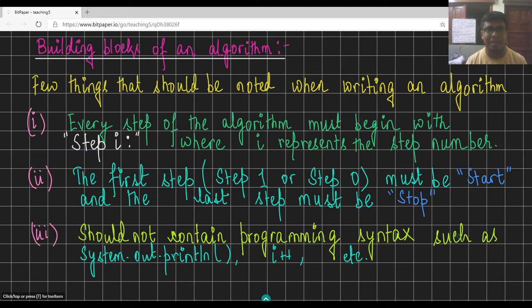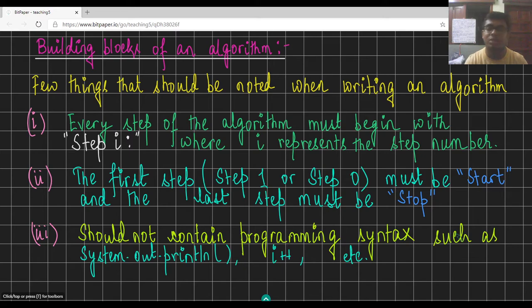Moving on to the next one. The first step, step 1 or step 0, as the case may be, should be start. The first step should be start, and the last step should be stop. Okay? Please, you need to follow this. If you don't, your marks will get deducted, and I don't want it. And you don't want it. So please adhere to this.